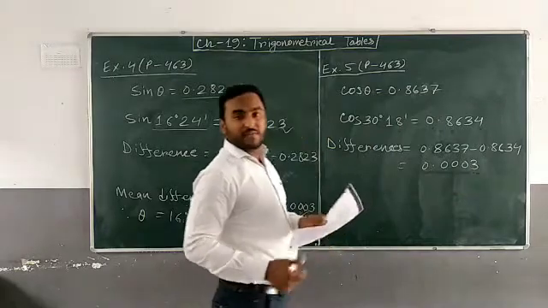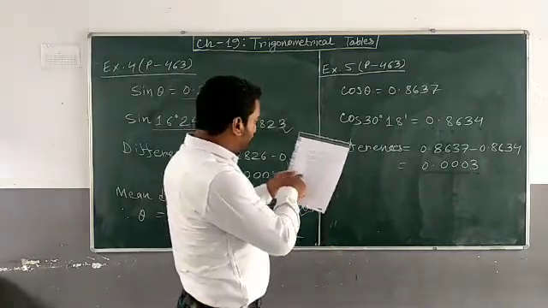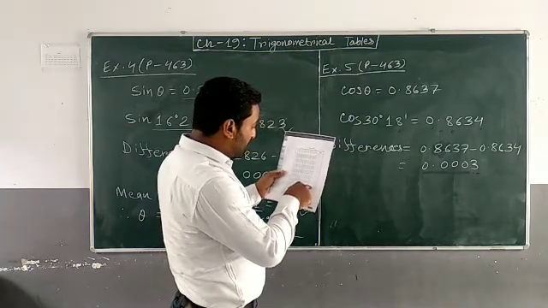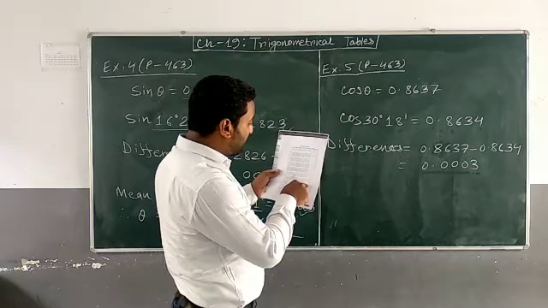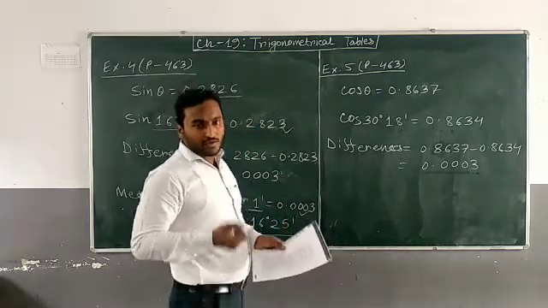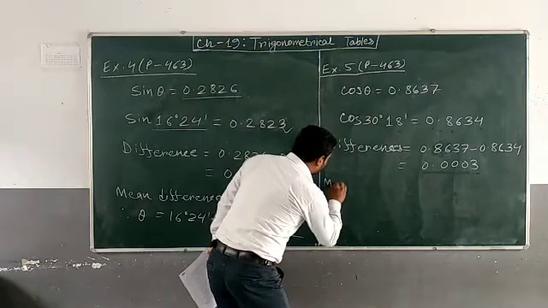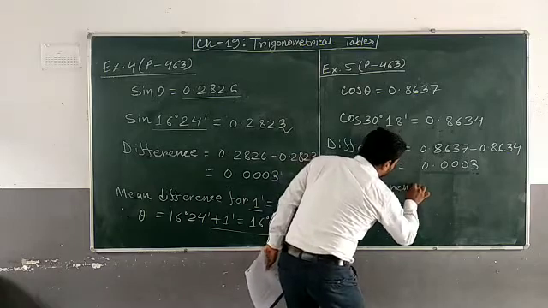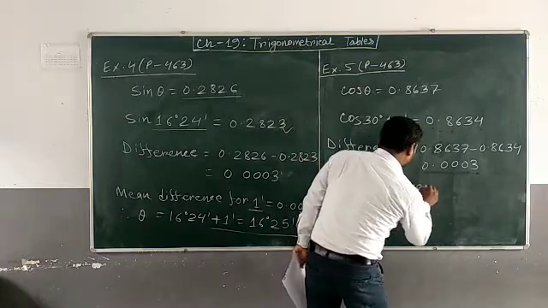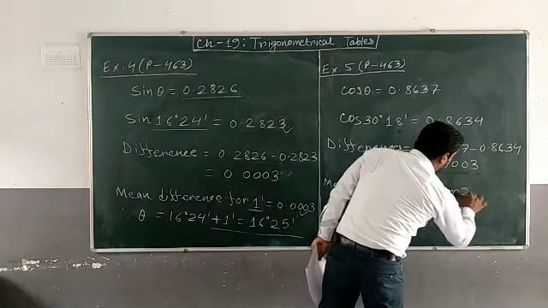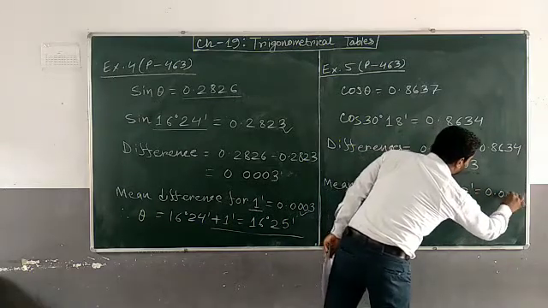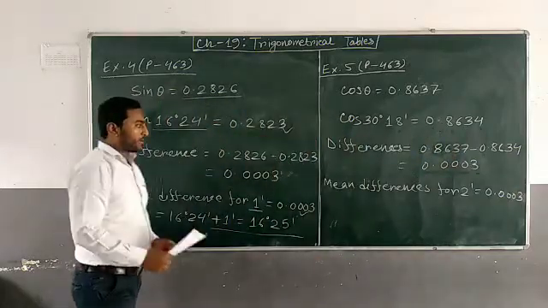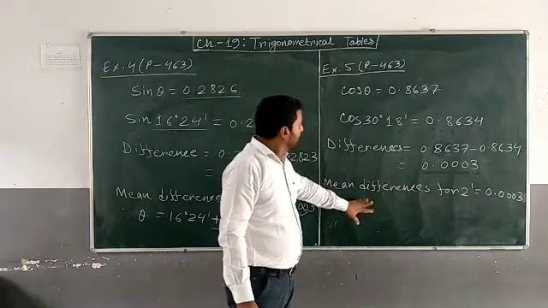So now you have to see the mean differences columns. For 30 degree, in the mean differences column, for 2 minutes the mean difference is 3, which means 0.0003. So the mean difference for 2 minutes equals 0.0003. Now the change is there. So what is the change here?